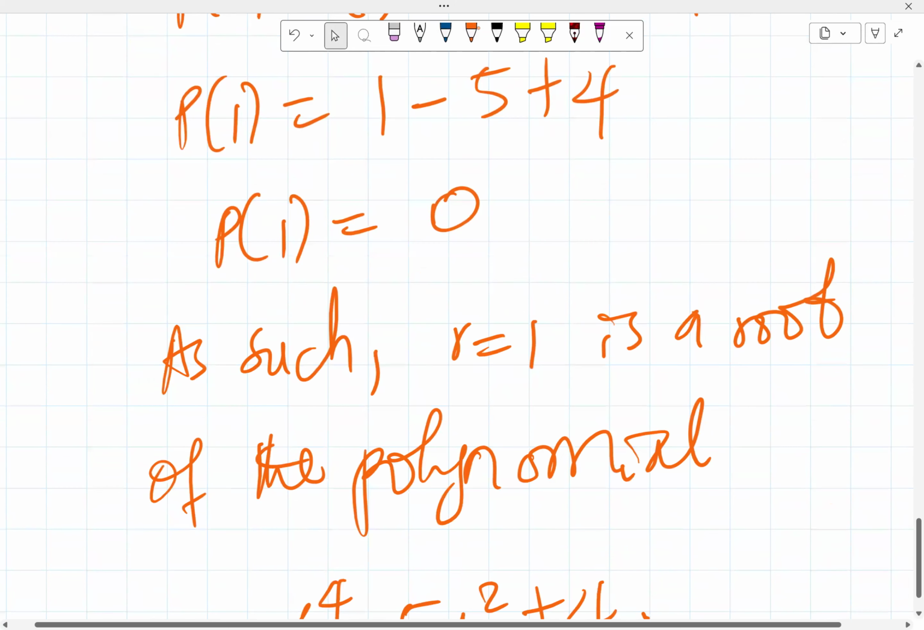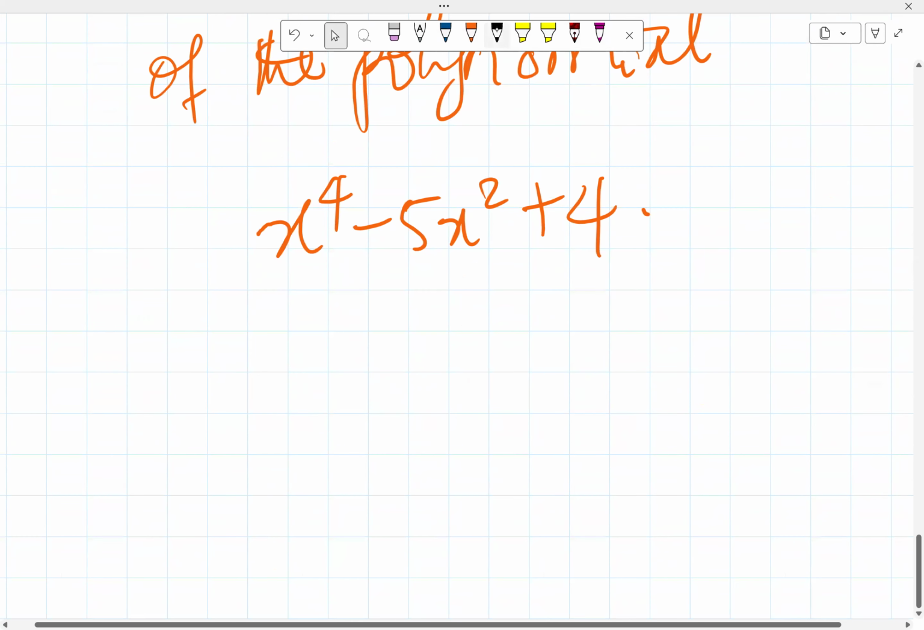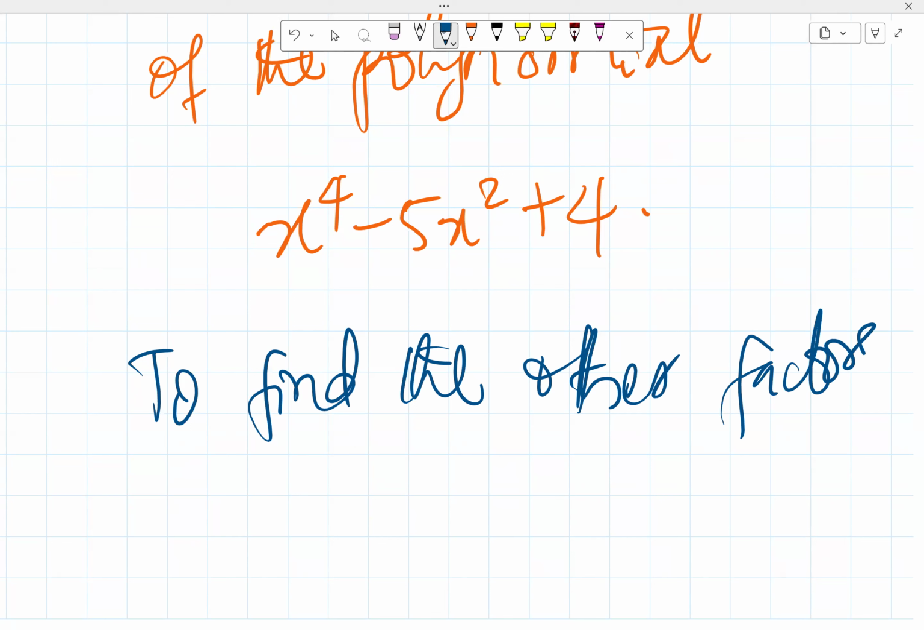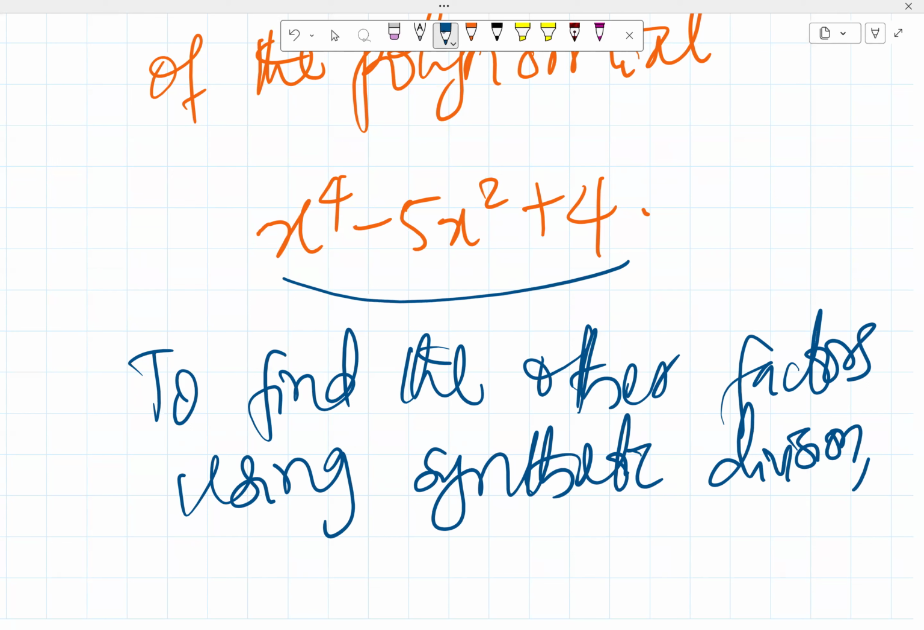So now that we have got a root, then we can do synthetic division to find the other factors. So mind you here, this is an expression. It has power 4. It doesn't have power 3. It has power 2. Doesn't have power 1. It has power 0. So anything that is missing, you have to fill it up.